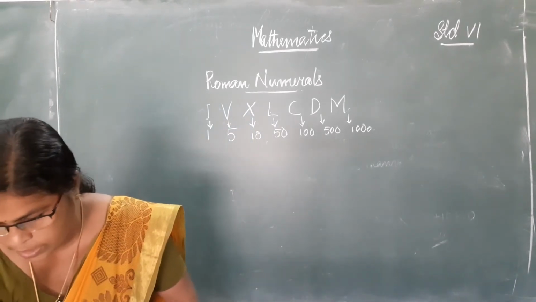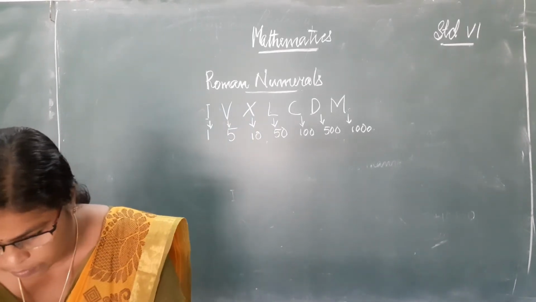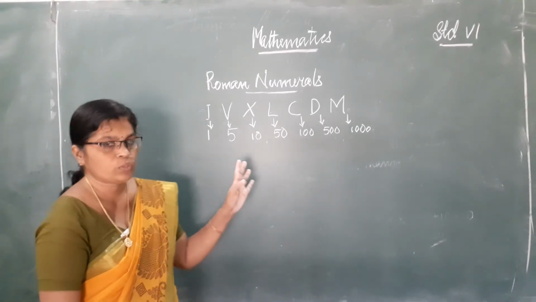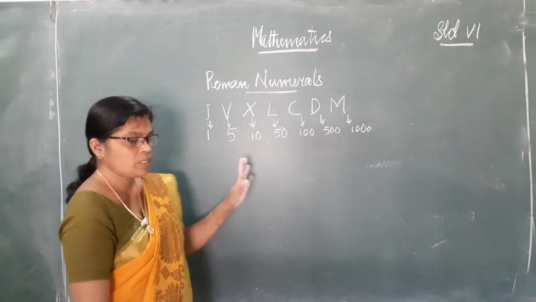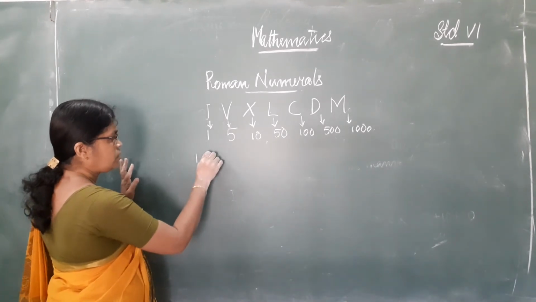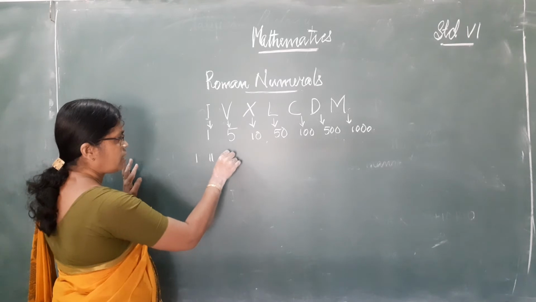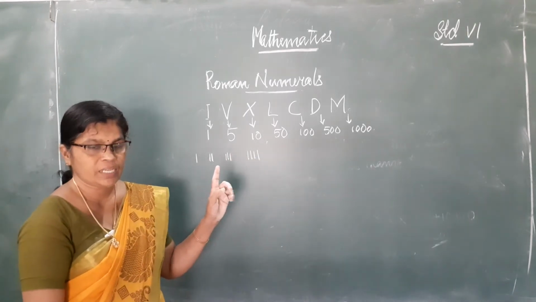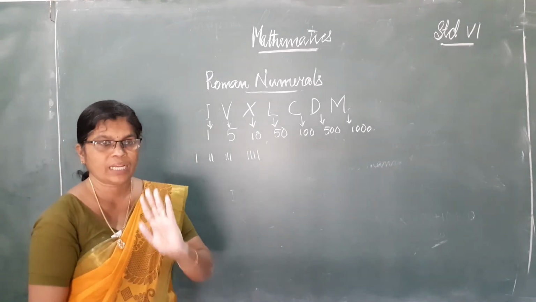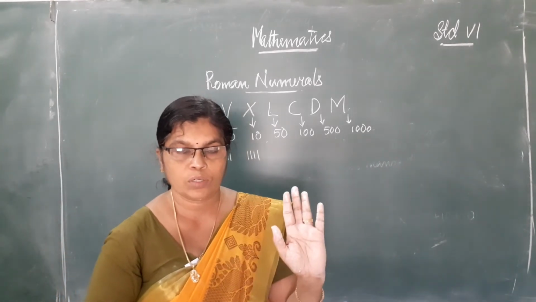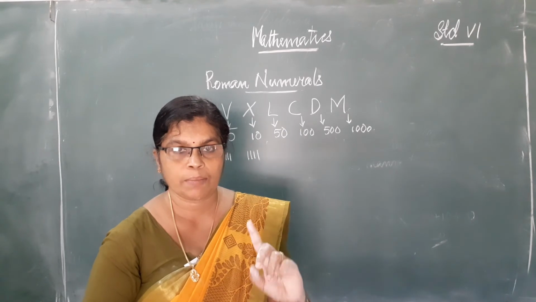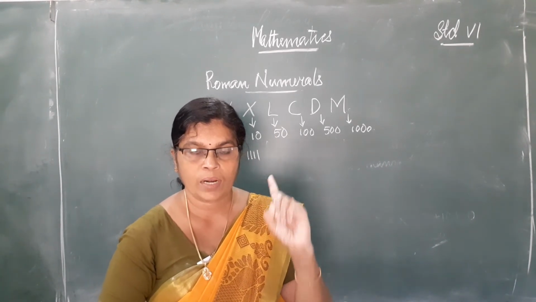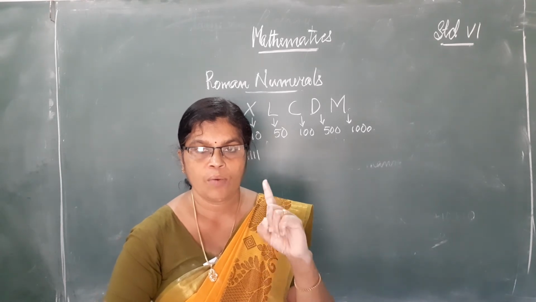And the second rule is, a symbol is not repeated more than 3 times. See here: 1 I, 2 I's, 3 I's. We cannot write 4 I's like this, because a symbol can be repeated only 3 times, not more than 3 times. In Roman numerals, one symbol can be used only 1 time.